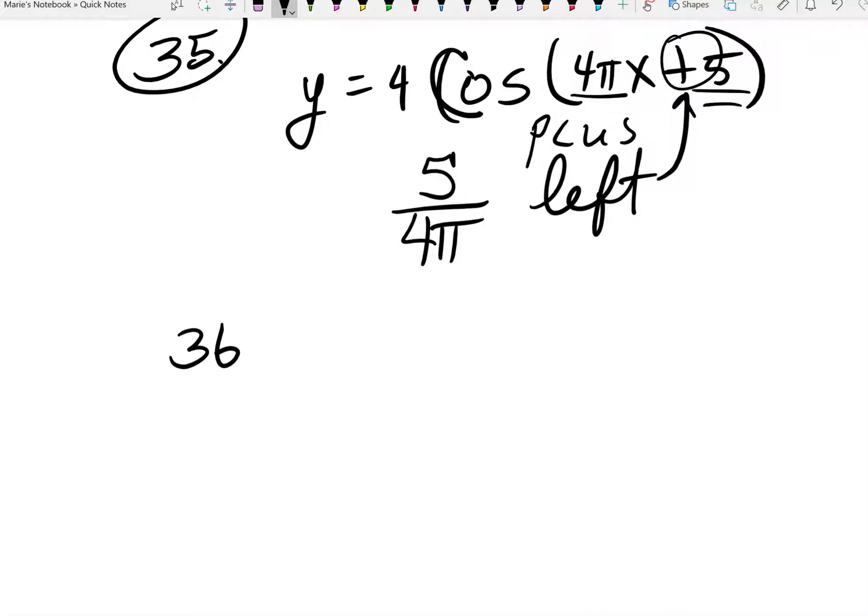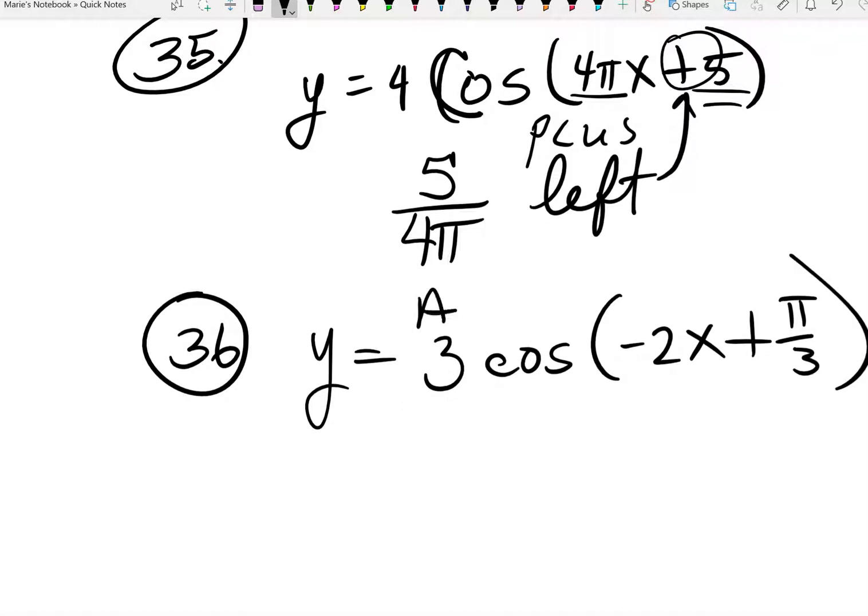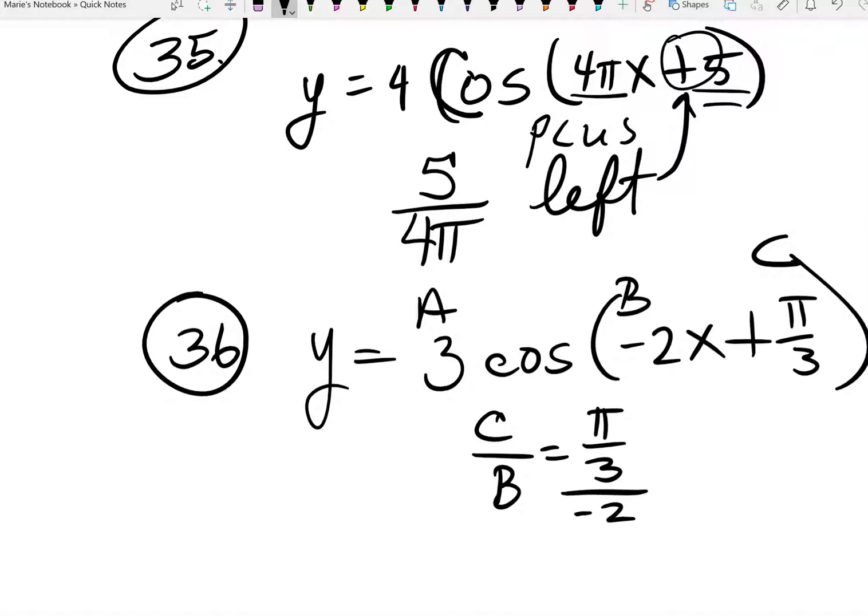36. 36, same difference. You have y equals 3 cosine negative 2x plus pi over 3. This is A, this is B, this is C. Again, for the phase shift, it's C over B. So that's pi over 3 over negative 2 over 1. Keep change flip, so pi over 3 times 1 over 2. That's going to leave you with pi over 6. This is a plus, so we're going to go to the left. For 36, you should have answer choice.